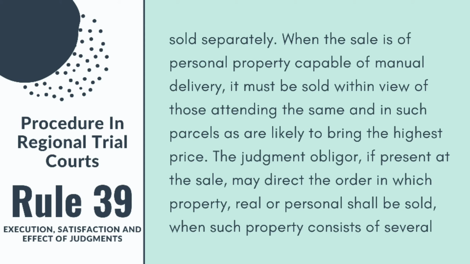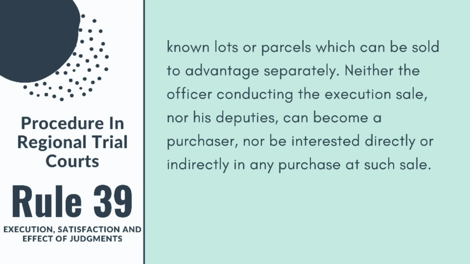The judgment obligor, if present at the sale, may direct the order in which property, real or personal, shall be sold, when such property consists of several known lots or parcels, which can be sold to advantage separately. Neither the officer conducting the execution sale, nor his deputies, can become a purchaser, nor be interested directly or indirectly in any purchase at such sale.